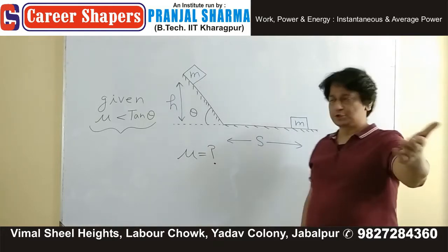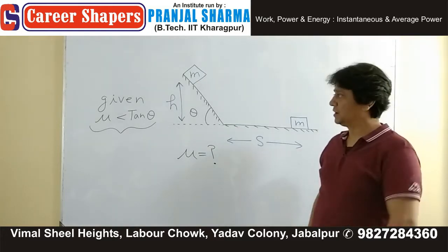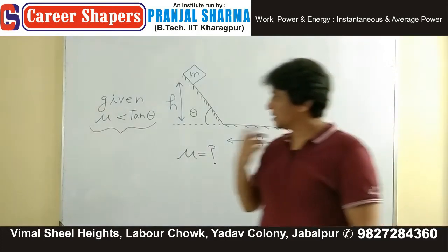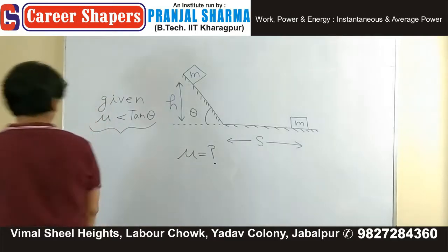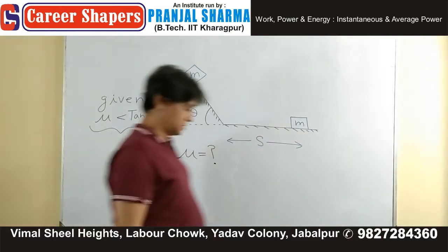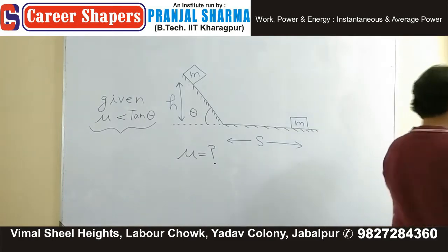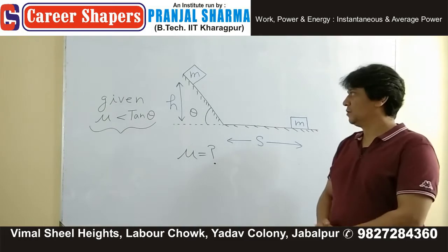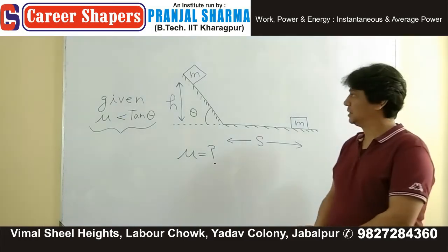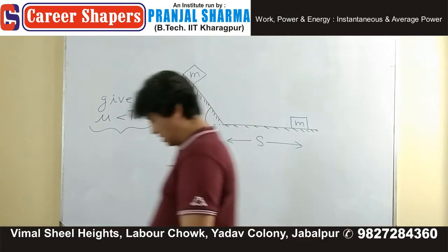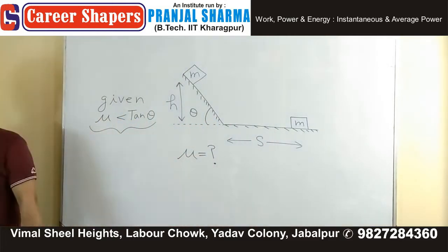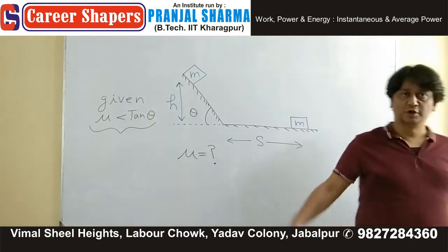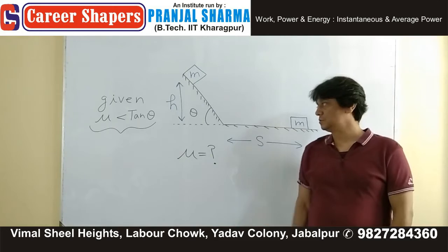In case somebody wants to note down the reason, we can write the statement. If mu is greater than or equal to tan theta, then the inclined surface will be too rough for the block to move.